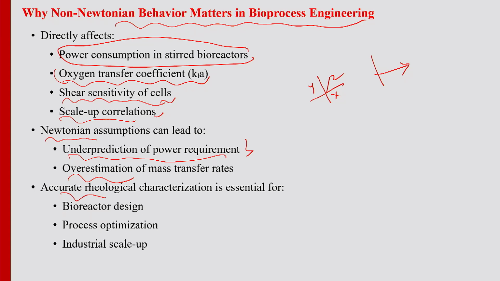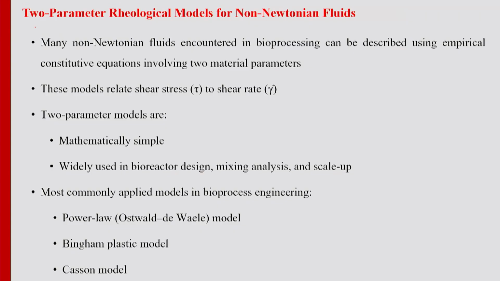So why is accurate rheological characterization essential here? For bioreactor design, we need more thorough knowledge of that. Then the process optimization, and what we discussed, industrial scale up. These are the problems when the fluid is non-Newtonian but we assume a Newtonian fluid and solve a different way, while the real case is non-Newtonian. So these are the effects if you want to go from lab scale to pilot scale studies. Next is the 2 parameter rheological model for non-Newtonian fluids here.